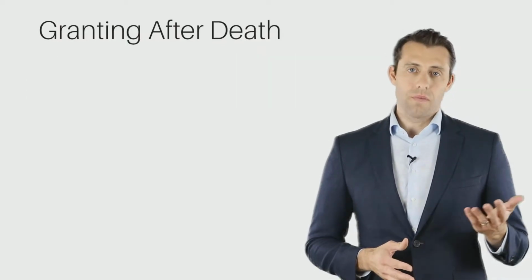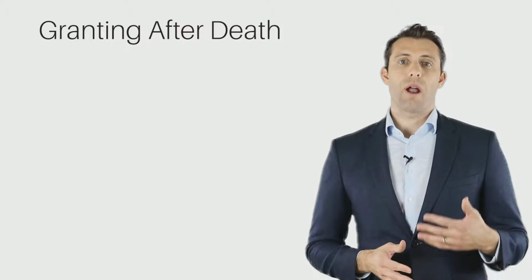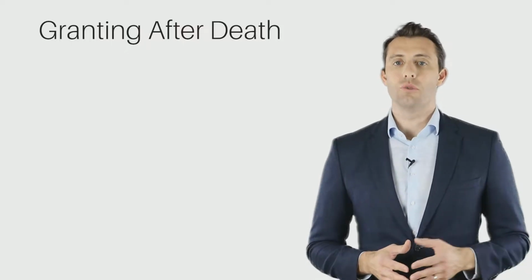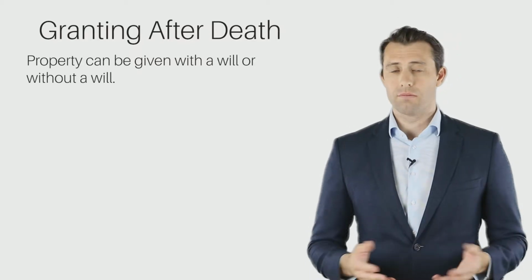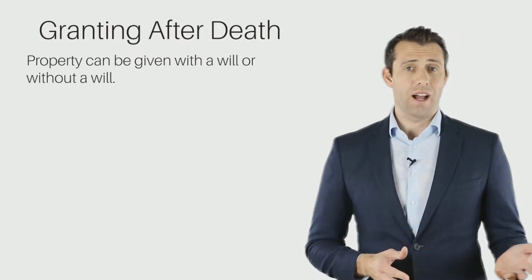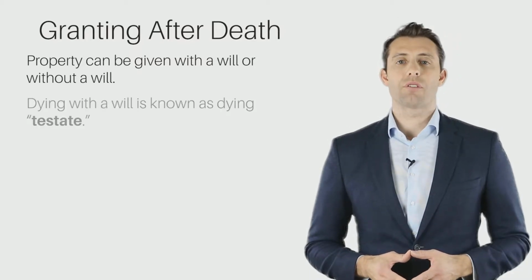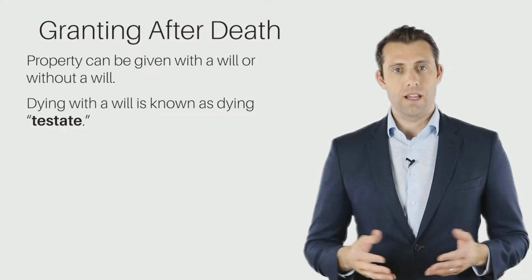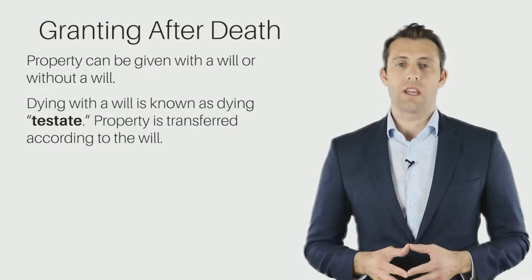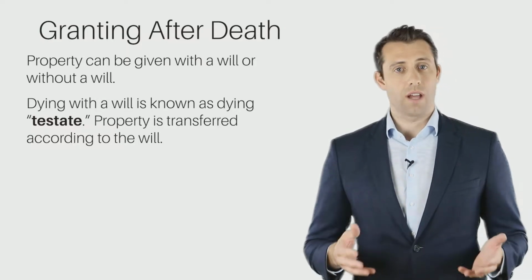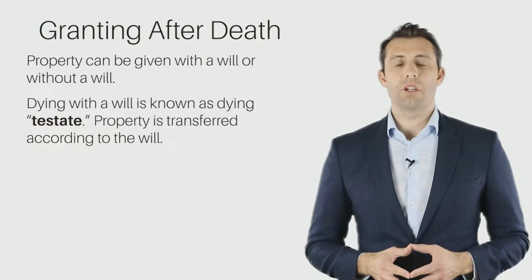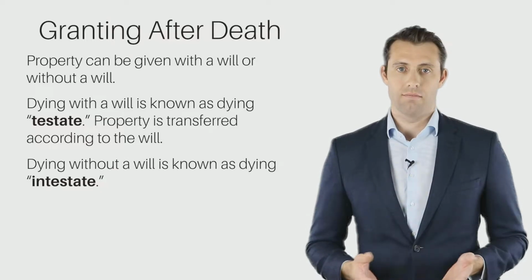When a property owner gives their property to their heirs, they can do it in two ways. The two ways are with a will and without a will. If a person dies with a will, we refer to that person as dying testate. After death, the will would dictate the disposition of property to the heirs. In the opposite situation, a person can die without a will. This person would be considered to have died intestate.